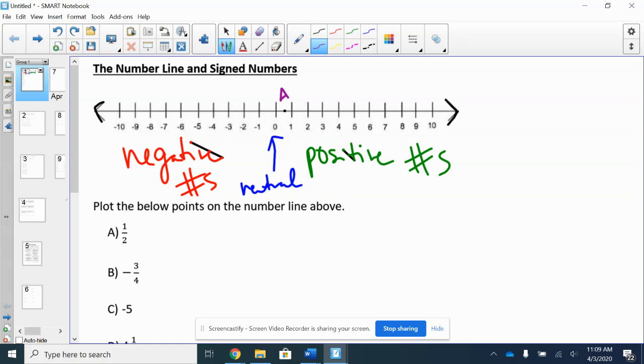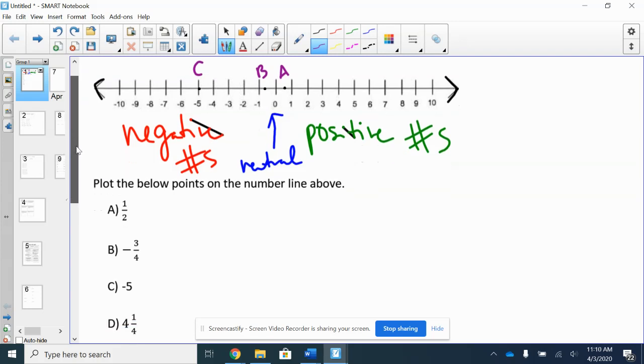So next we want to plot the number -3/4. So -3/4 is between 0 and -1. And again, if we were to split this into 4 equal pieces, 1, 2, 3, 4, I want to go 3 over. So 1, 2, 3 would be closer to the -1. Next, -5 is a nice number. That's a whole number, so we can just find -5 and plot it.